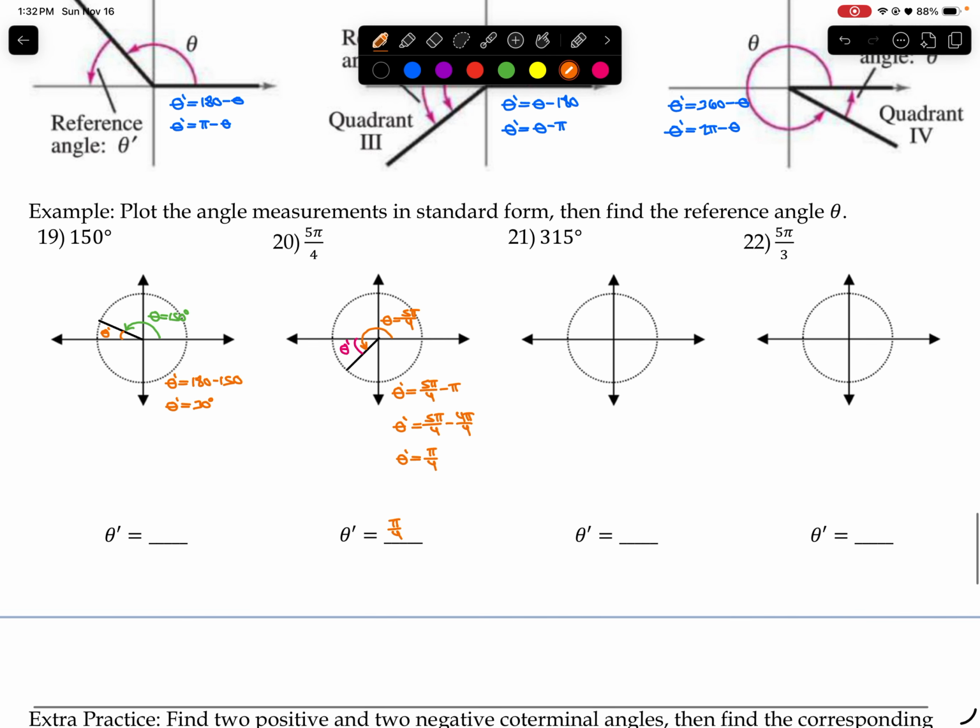Okay, so I would say you guys try 21, 22, and then we're going to practice.